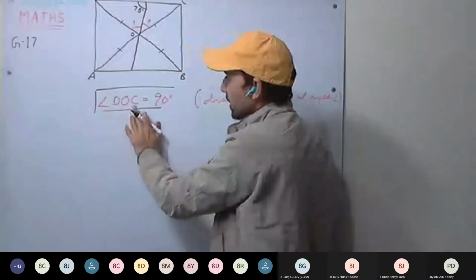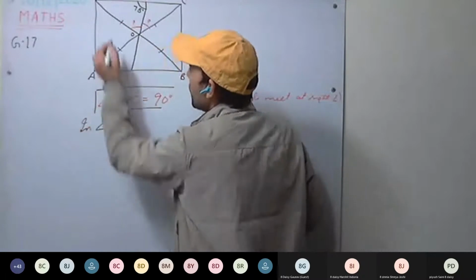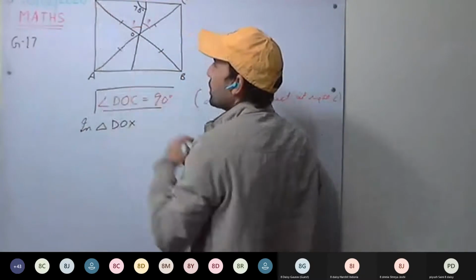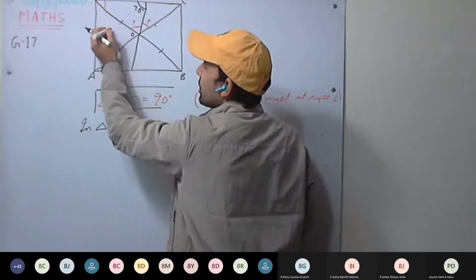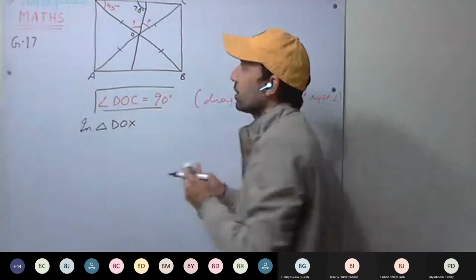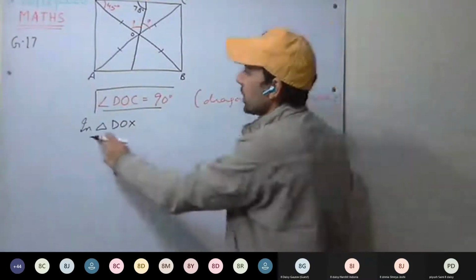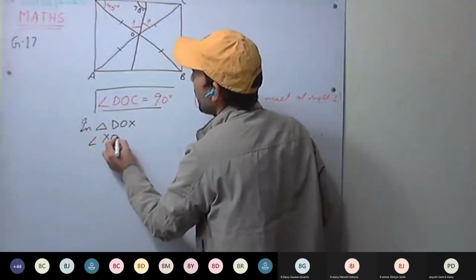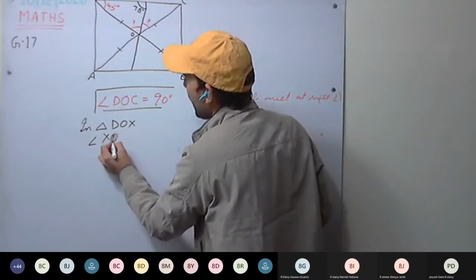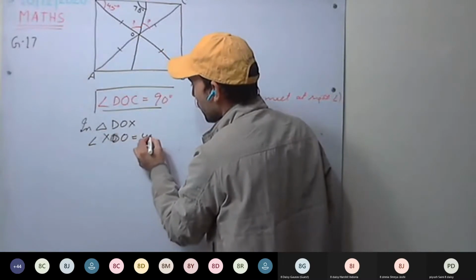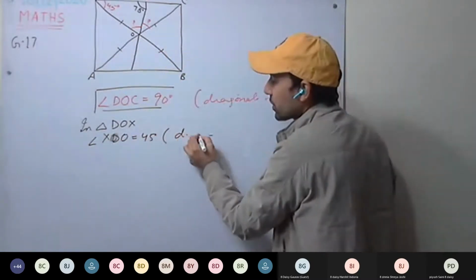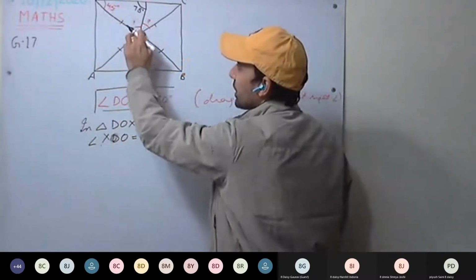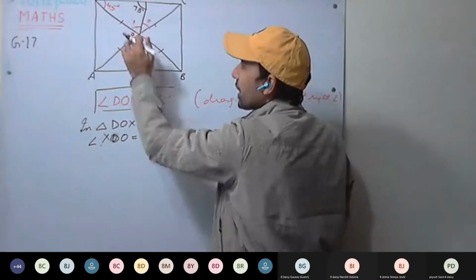Now we'll be taking, see here, in triangle DOX. This angle will be how much? 45 degrees. This angle will be 45 degrees. So in triangle DOX, angle XDO equal to 45 degrees, because diagonal in a square bisects the angle. Okay, angle XDO equal to 45 degrees. Other angle is 78 degrees, so this angle will be how much?